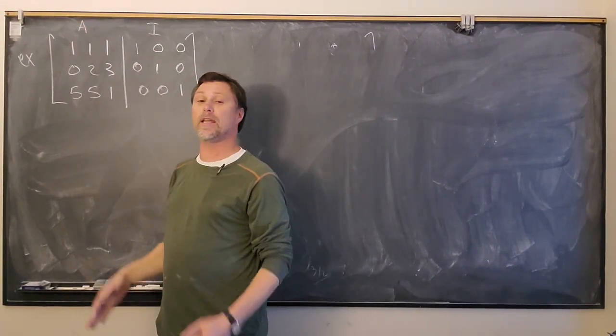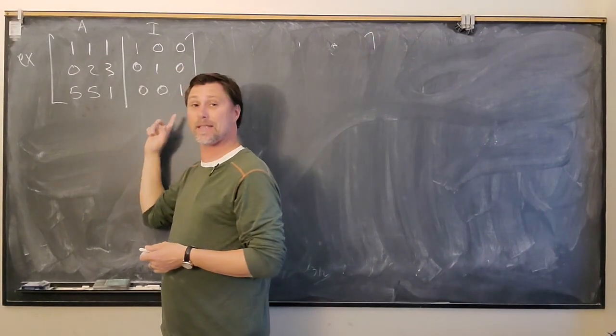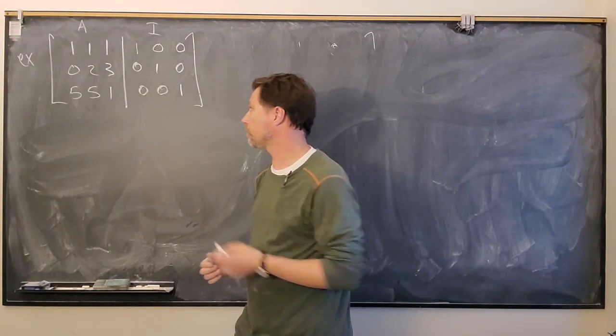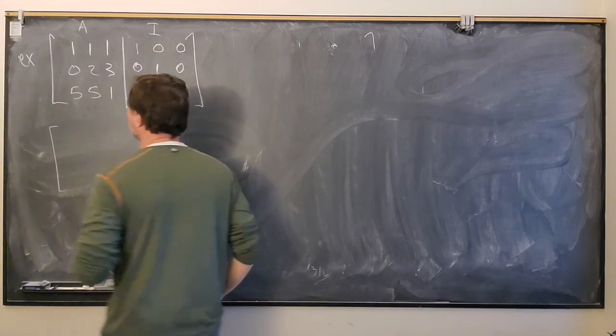If it's the identity when we get to the reduced row echelon form, then on the right-hand side we will be looking at the inverse matrix for A. All right, now I've got to do row operations. I've got to take this slowly.